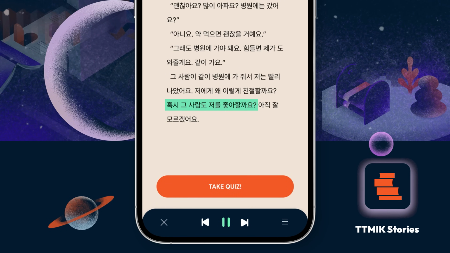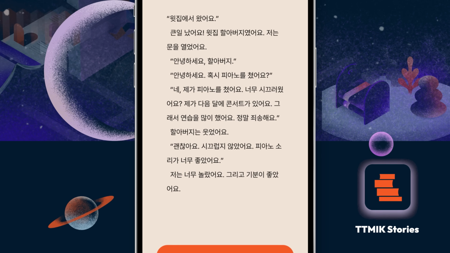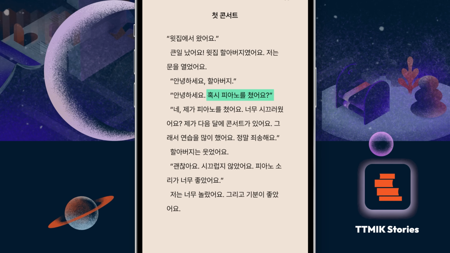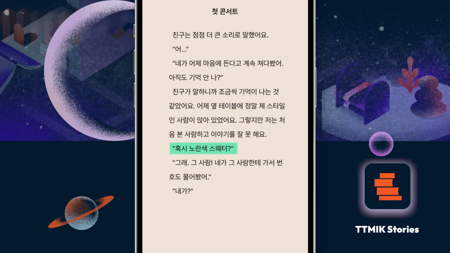혹시 그 사람도 저를 좋아할까요? 아직 잘 모르겠어요. 혹시 피아노를 쳤어요? 혹시 노란색 스웨터?